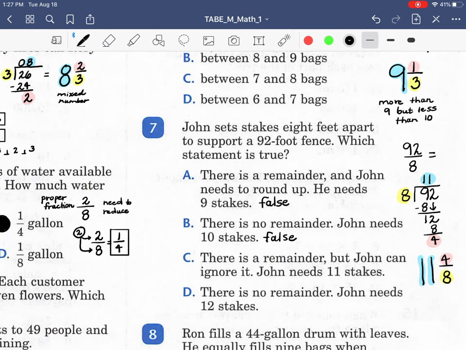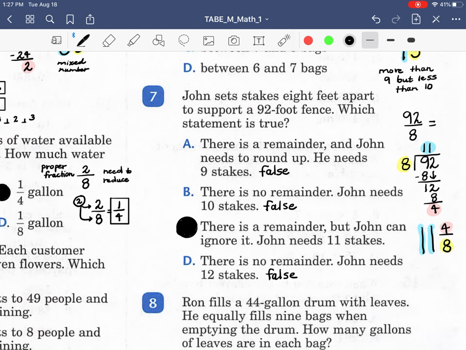Maybe. There is no remainder. John needs 12 stakes. Well, there was a remainder, so that was not true. The true one is C. He needs 11 stakes, and that 11th one will bring him to the 92-foot mark. He doesn't have to worry about the remainder.